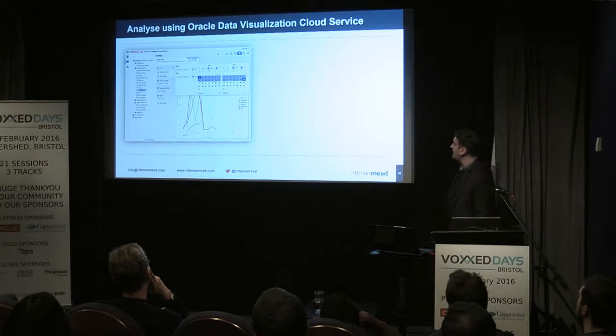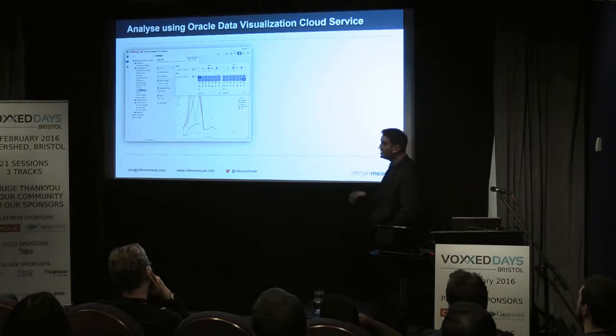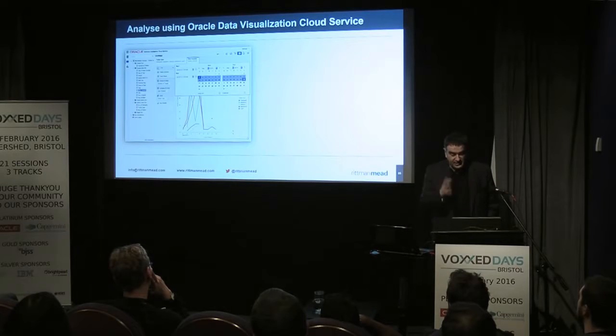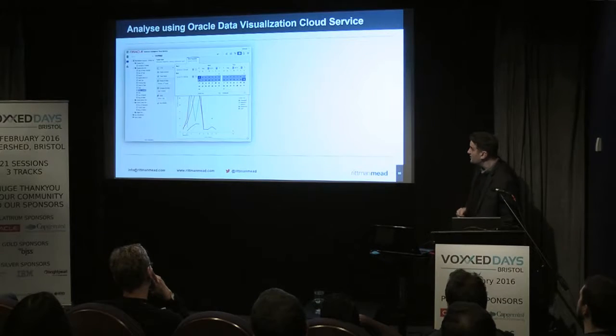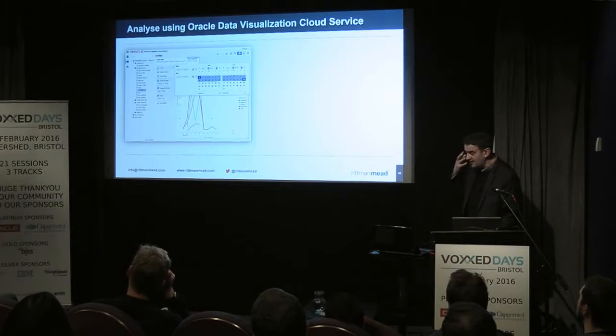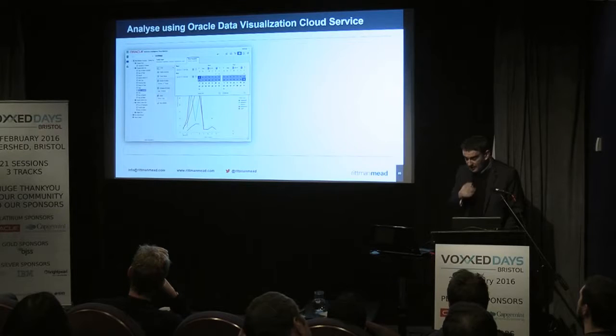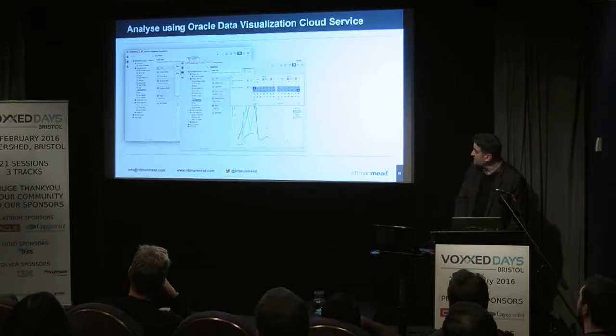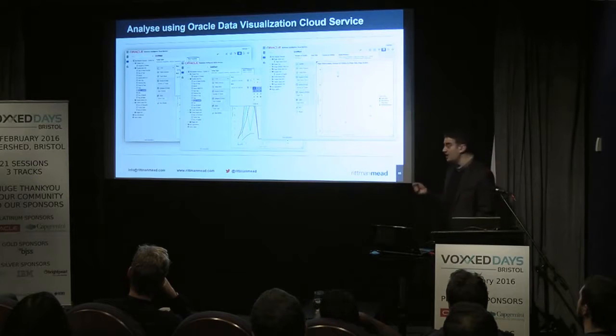Now, there are other tools within Oracle Cloud that we can use to visualize the data. This is what's called Data Visualization Cloud Service. It's a kind of data discovery, data analysis tool that runs within Oracle Cloud, and you can do various things. You can go in there and do graphing, analysis, exploration and so on.